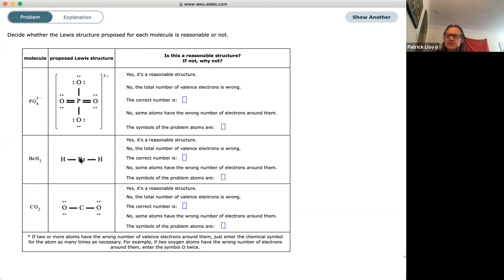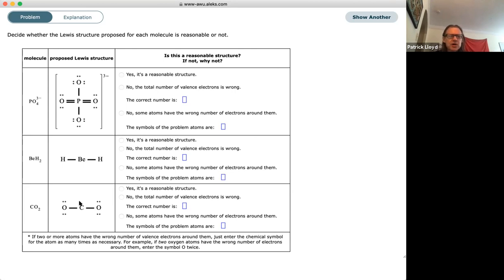BeH2, this one looks good. Why? Well, it's got 4 electrons. Beryllium is in group 2A, so it has 2. Hydrogen is in group 1A, so each one has 1. So that's a total of 4. It's got the correct number of electrons. But remember what we said, beryllium's going to have 4. Now you can do a formal charge calculation. Beryllium has 2 valence electrons. In this structure, it has no lone pairs, but it has 2 bonds. So 2 minus 2 is 0. It's got a formal charge of 0. You can also check hydrogen. Hydrogen with 1 bond will have a formal charge of 0 because it's 1 minus 1. So that one's okay.